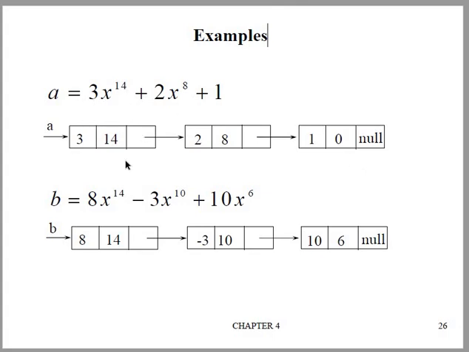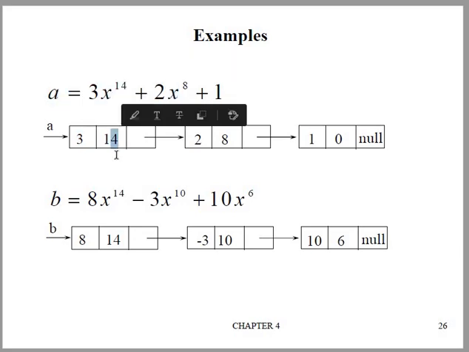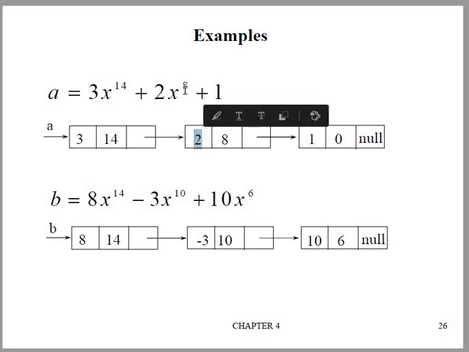In the first node, coefficient 3 is stored and exponent 14 is stored here. To point to the next term we need a link here. The second term is 2x power 8, so 2 is stored here and the exponent is 8. Like that we can make use of the link pointer to point to the next node in the list. So we are using a linked list to store the polynomial.